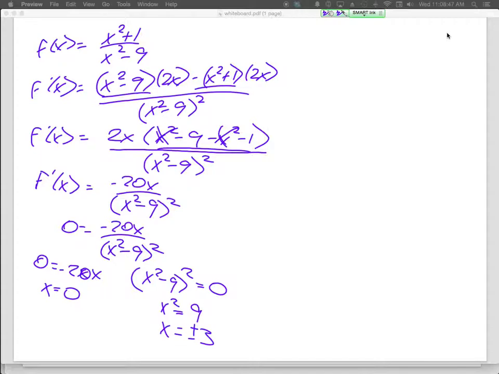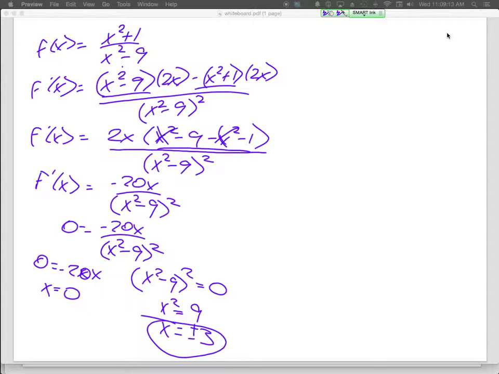Now, whenever you get a critical point from the denominator, you have to check something. You have to see what it does to the original equation. So I need to see what 3 and negative 3 do to the original equation in the denominator. What does it do to me? Makes the denominator 0.